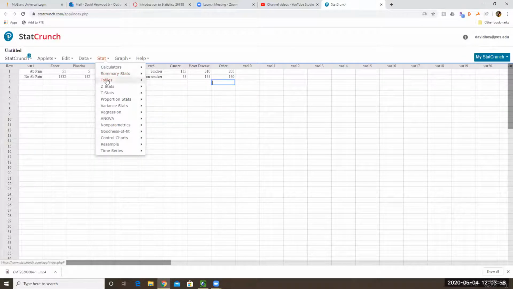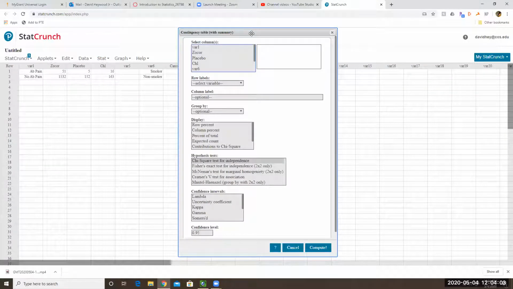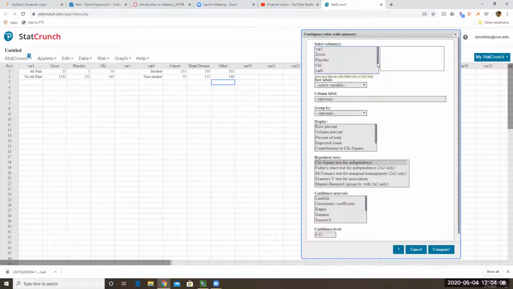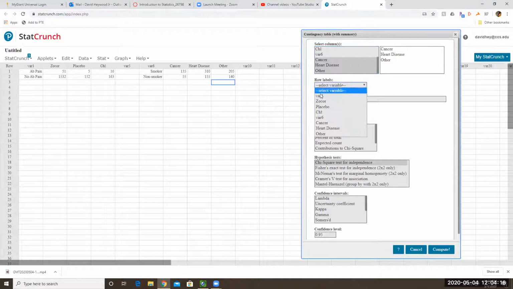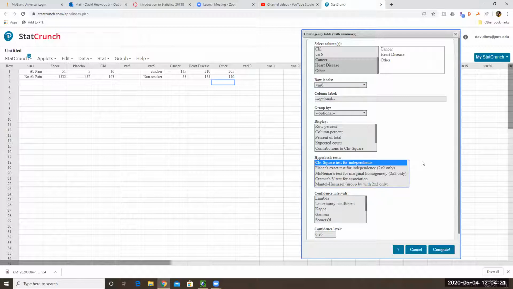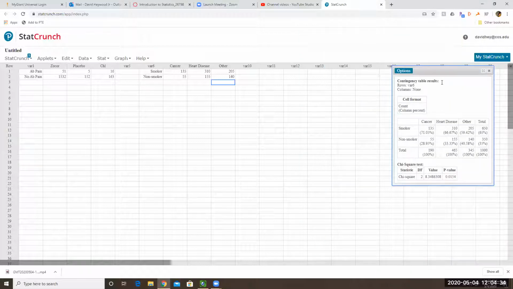Stat, tables, contingency with summary. It says select columns. It's asking you, where are your numbers? My numbers are in the cancer, heart disease, and other columns. And it says, where are your labels? Well, my labels are in the variable 6 column. Okay. I want to run the chi-square test for independence. I might be interested in looking at some column percentages. Then again, I'm not exactly sure. I might want row percentages here or percent of total. I don't really know. But we'll play around with some stuff.